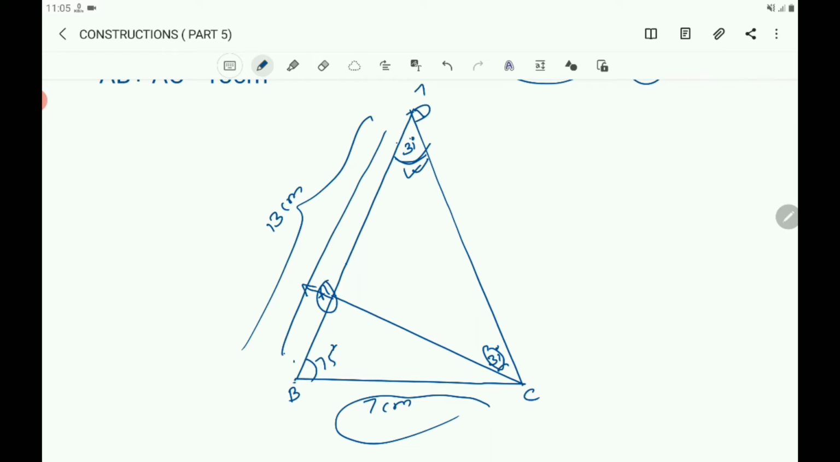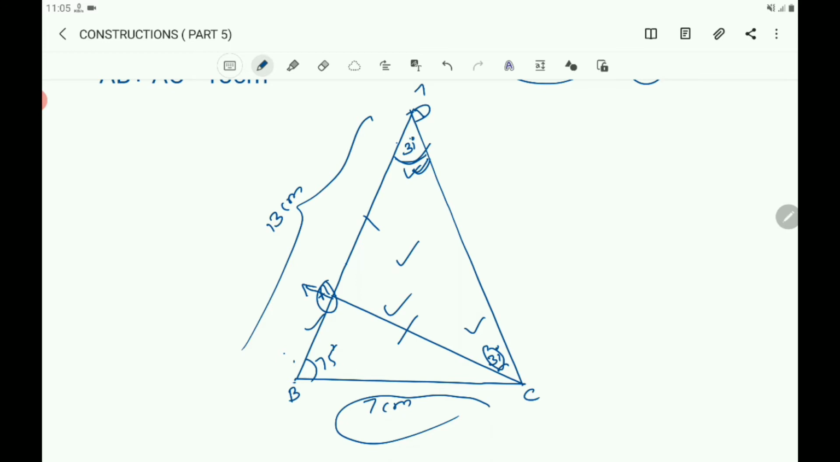Here you got two triangles. In triangle ACD, AD is equal to AC, as these two angles are equal, 31 degree and 31 degree. They are the sides opposite to the equal angles. So AC is equal to AD, and you know that AB plus AD is equal to 13 centimeter. As AD and AC are equal, AB plus AC is also 13 centimeter. So in this way you got the required triangle.